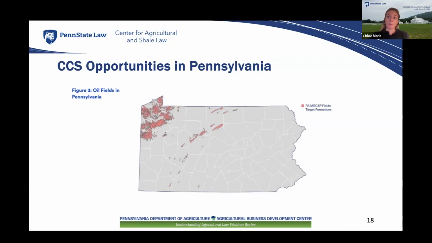So CO2 pipelines will likely be needed to transport captured CO2 to storage sites. However, the recent expansion of the Section 45Q tax credit to an additional 140 facilities across the state might improve the carbon capture, transportation, and storage potential across Pennsylvania.